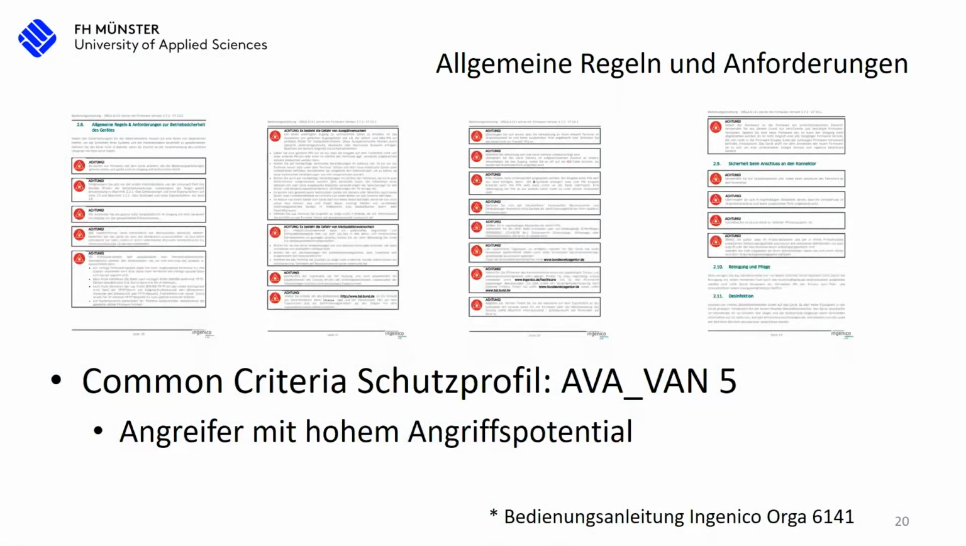But this is from the common criteria protection profile, and this means they are a potential victim with very high potential to become a victim. So that's why you also have to think of things like the electromagnetic radiation that I mentioned earlier.